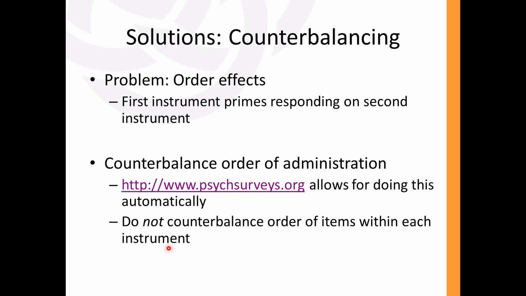Now, it's important to also note that you don't counterbalance the order of items within each instrument. That is the idea behind a lot of these instruments that have been validated, is that they have a certain order of questions. So you don't want to mess with that, because then, again, you're going to be setting up a situation in which the priming of previous items is different for subsequent items than the scale that has been validated. So you want to make sure that you're not changing the order of items within your instruments, but only across instruments.